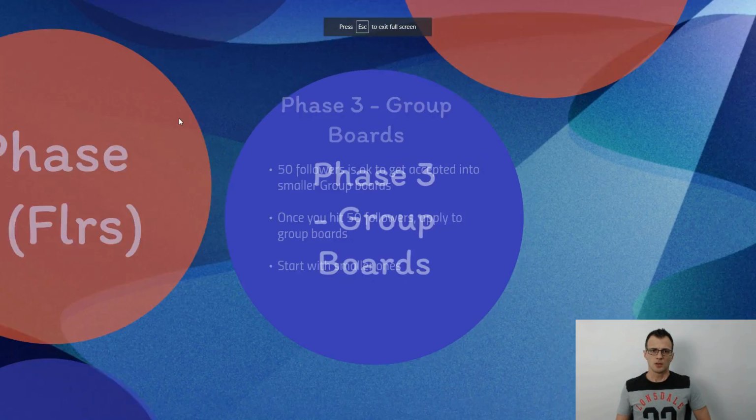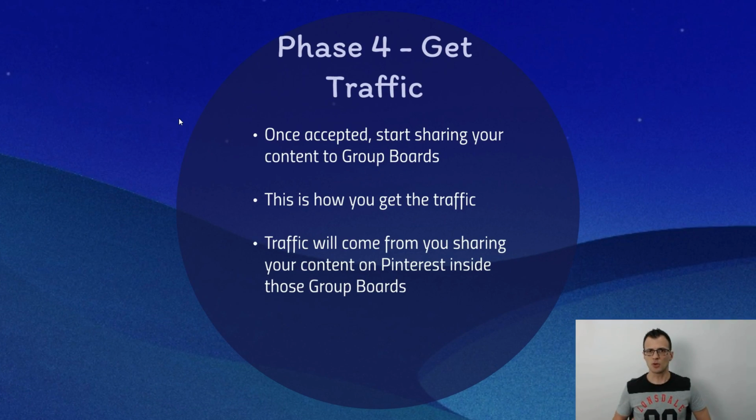Alrighty. So what do we do next? By now you will have followers, okay? Your profile is set up, your Pinterest is set up, your website is set up. So now you can actually start sharing your content to group boards. That's how you actually get the traffic. The traffic will come from you sharing your content to Pinterest inside those group boards. Okay. In a separate video, we'll go through this in a lot of detail. I don't want to make this video like 2 hours long, but in separate videos, I'm actually going to take you through the whole step by step. The purpose of this video is to give you the overall framework of what you need to do.